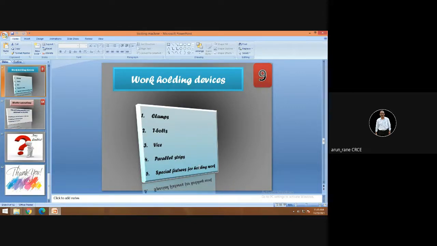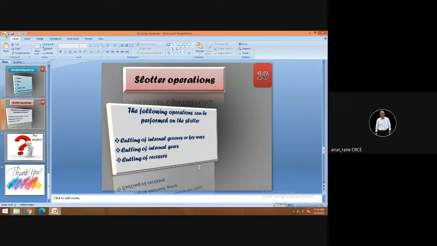The different work holding devices which can be used on slotting machines are clamps, that is strap clamps, then T bolts, then vice. In vice, the universal vice is most common. Then parallel strips, which are nothing but parallel blocks used for clamping the workpieces. Then special fixtures for holding the work. These are called slotting fixtures, like you have turning fixture, milling fixture, grinding fixture, broaching fixture. Similarly, you have a fixture used for work holding on slotting machine, called the slotting fixture.